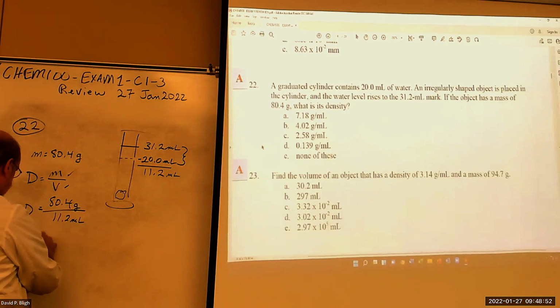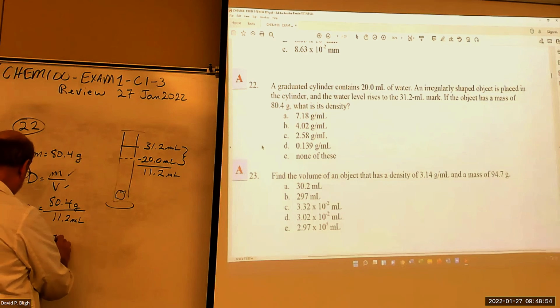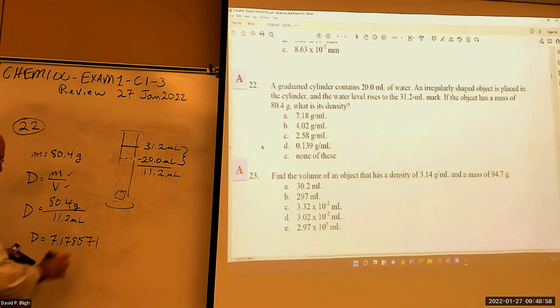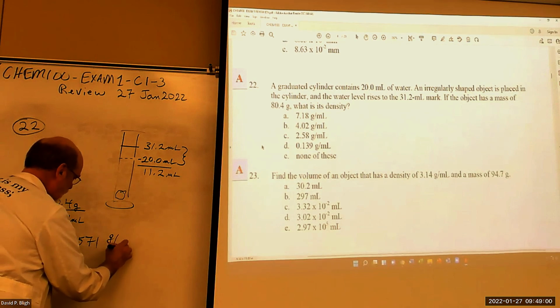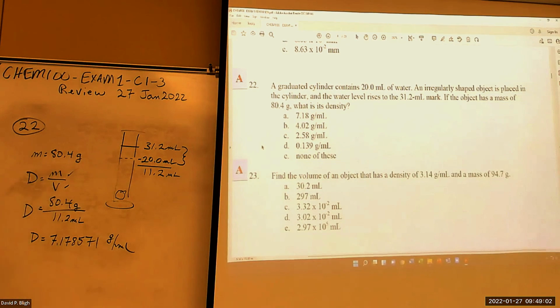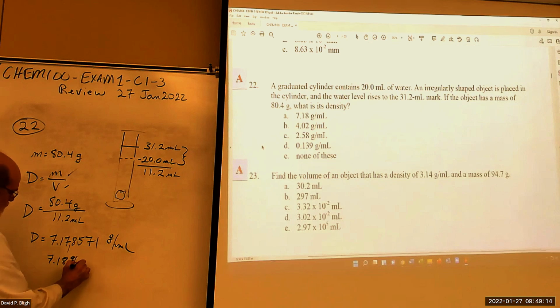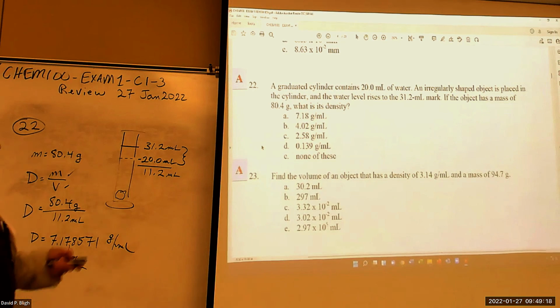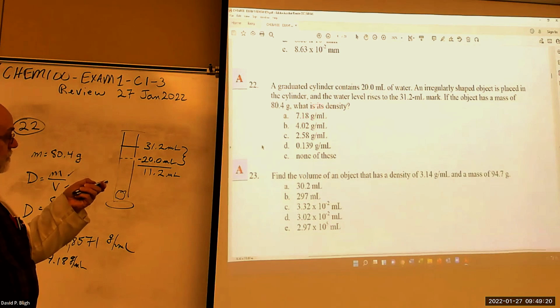So my calculator tells me 7.178571 grams per milliliter. So we're obviously going to have to round off to 3 significant figures. 1, 2, 3. Right there. That's 80. That means it should be 7.18 grams per milliliter. And there it is right there.